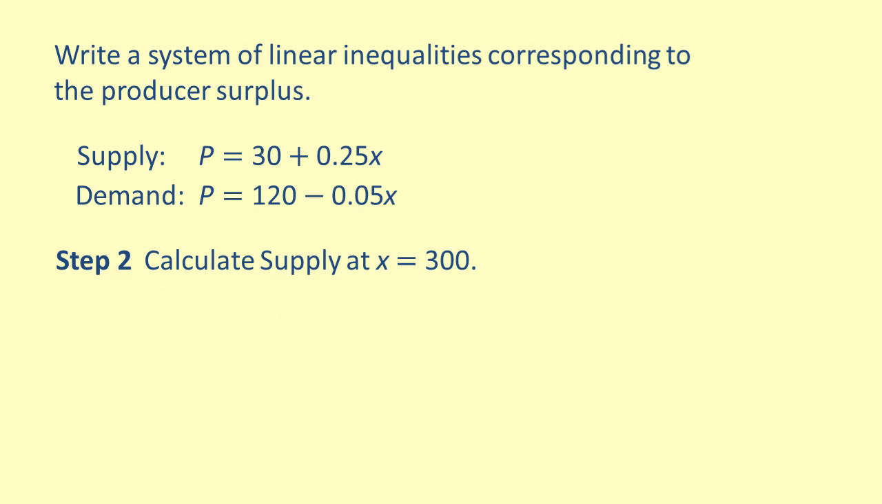Step 2. Calculate supply at the point of equilibrium by substituting 300 for x into the supply equation. P equals 30 plus 25 hundredths times x. We chose the supply equation to evaluate because producers supply while consumers demand. Thus, P equals 30 plus 25 hundredths times 300. Multiplying 25 hundredths and 300 gives 75, which when added to 30 yields 105.